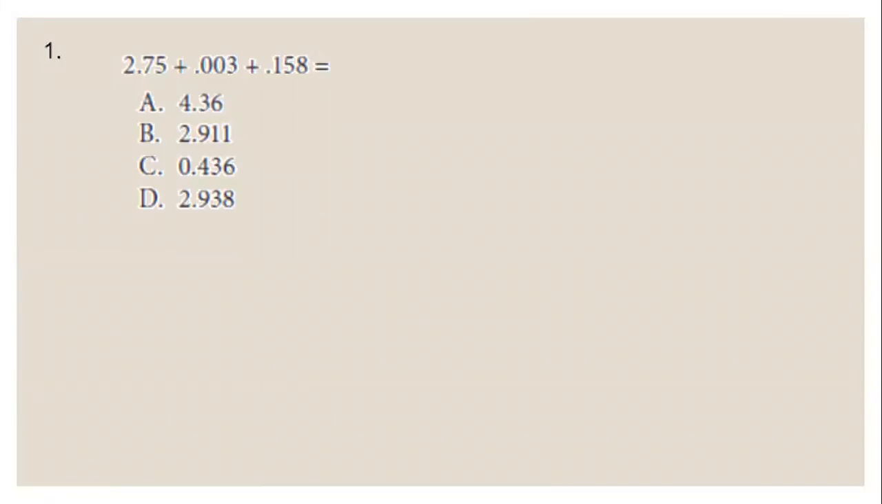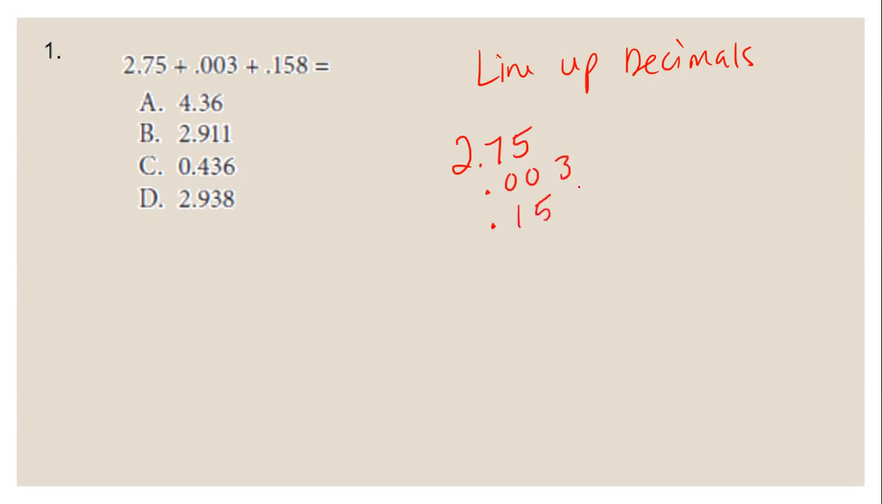Here we are. Number one, we have to add these decimals up. When you're adding decimals, what is the number one thing you do? Line up the decimal places, okay? When you're adding decimals, you need to line up your decimal places. So we have 2 and 7500ths. We have 3000ths. And we have 158,000ths. After we've lined up our decimal places, then we need to add from right to left, correct? And we will regroup as we need to.